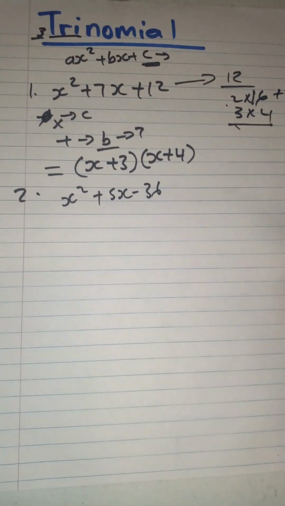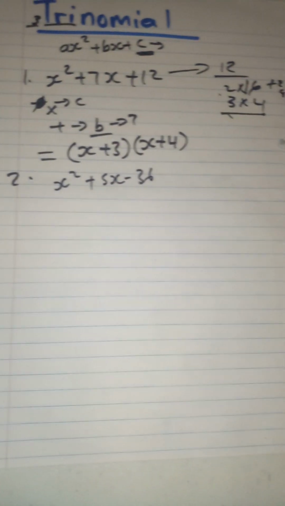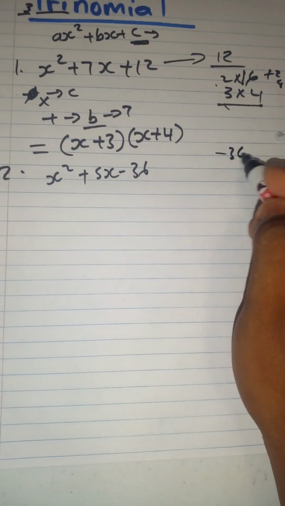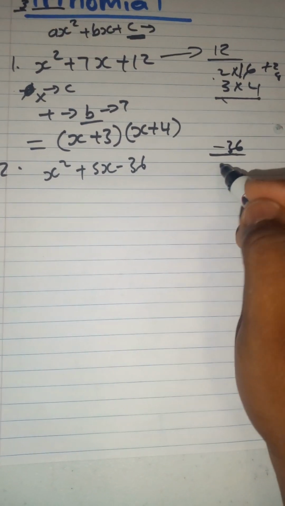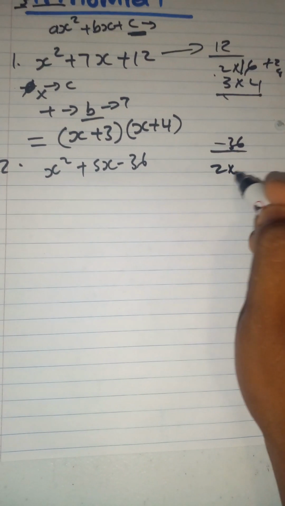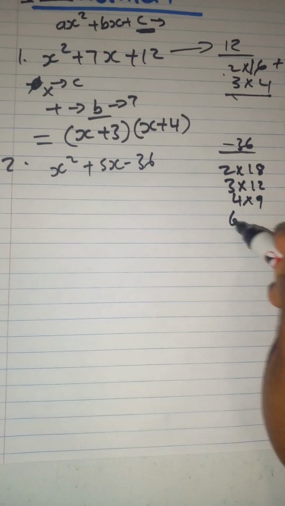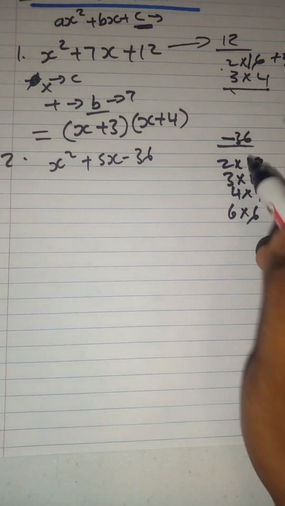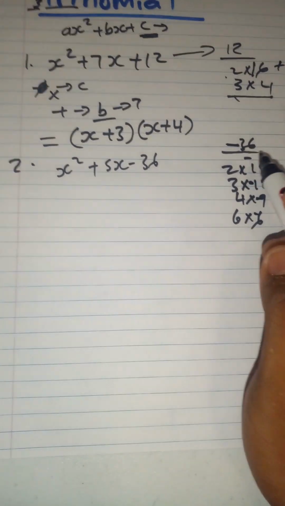First things first, check your first term. The coefficient is 1. You can use a calculator, but I'm going to use what I know in my head. I have negative 36 there, so I have 2 times 18, 3 times 12, 4 times 9, 6 times 6. Remember, it is negative, so let's give the bigger number the negative preference. It can be negative 18 times 2, giving negative 36.